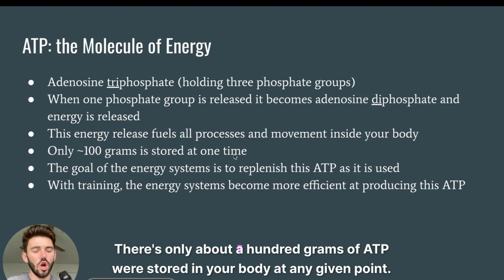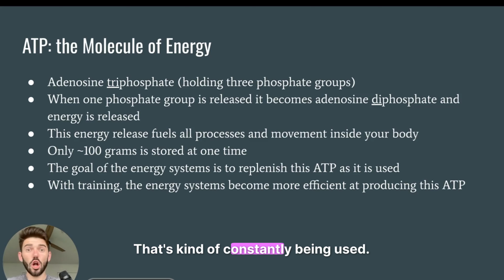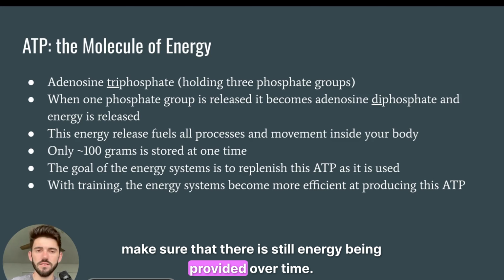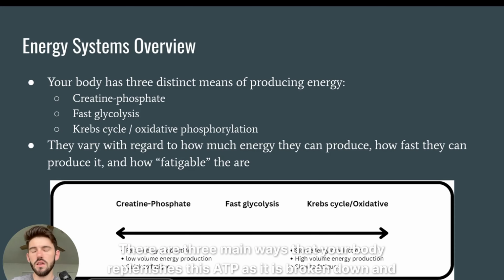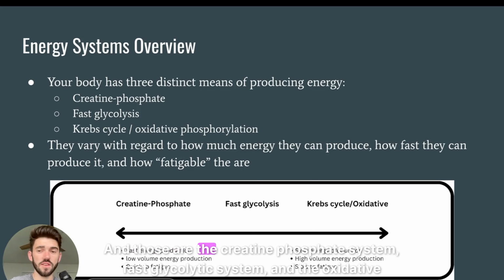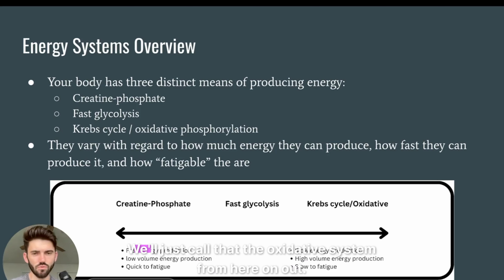There's only about 100 grams of ATP stored in your body at any given point. That's constantly being used. And so the goal of all of your energy systems is to replenish that ATP as it is used to make sure that there is still energy being provided over time. There are 3 main ways that your body replenishes this ATP as it is broken down and used for either movement or anything else. And those are the creatine phosphate system, fast glycolytic system, and the oxidative system, or the Krebs cycle and oxidative phosphorylation. We'll just call that the oxidative system from here on out.